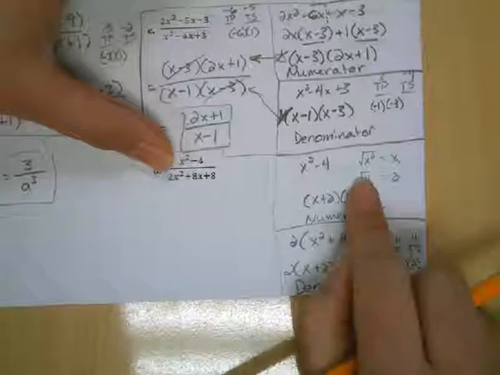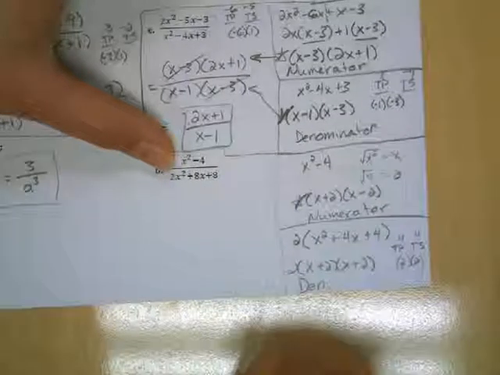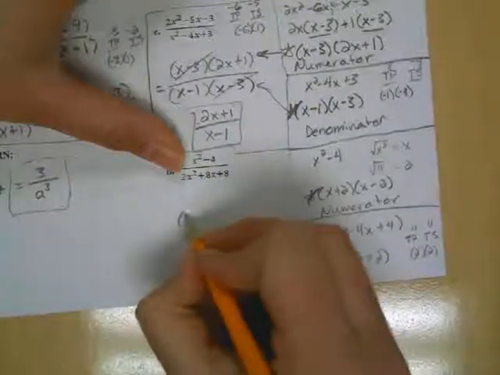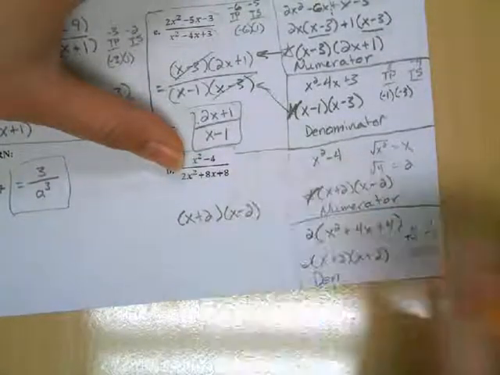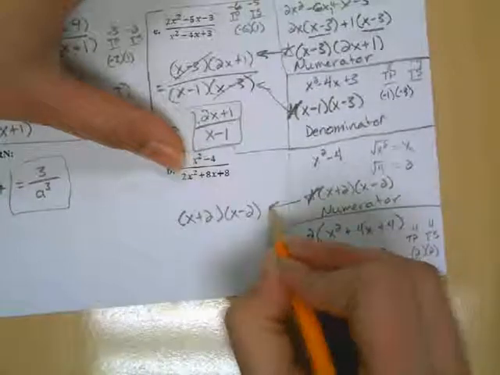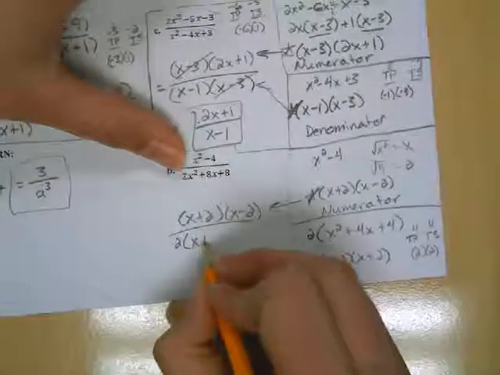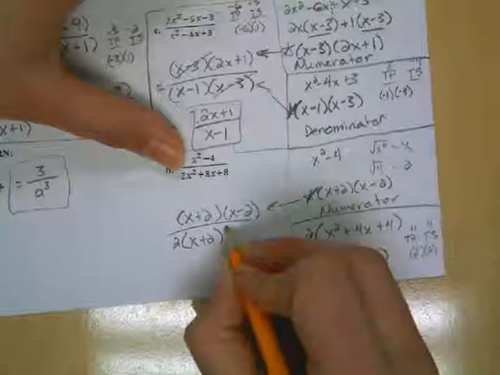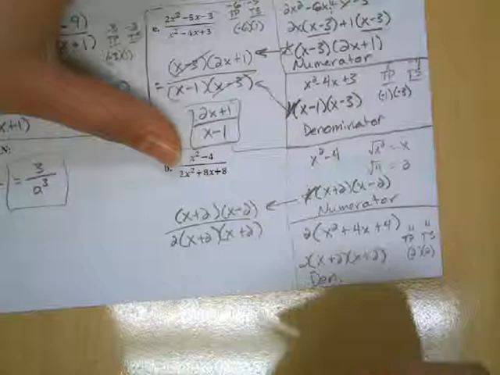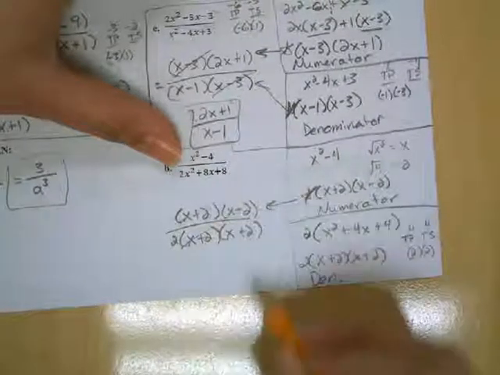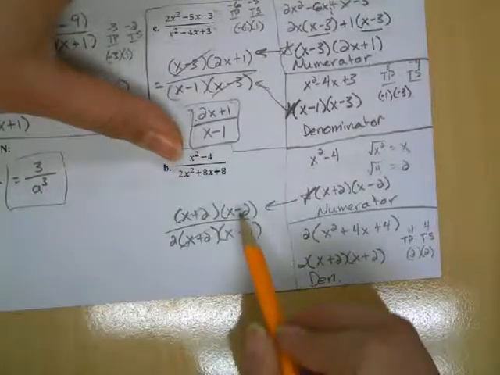Got my numerator factored, got my denominator factored. Put those two together. So x plus 2, x minus 2 on top, and then you have 2, x plus 2, x plus 2 on bottom. Now be very careful here. The x plus 2's, those two things match. We cannot just cross these out because they look close. One is a minus, one is a plus.